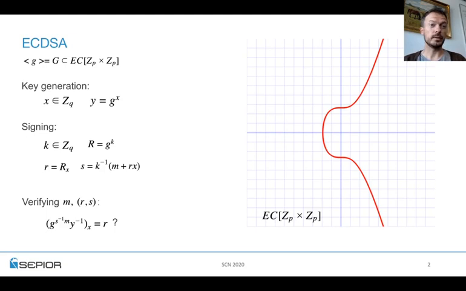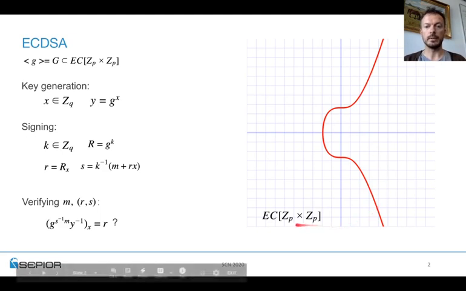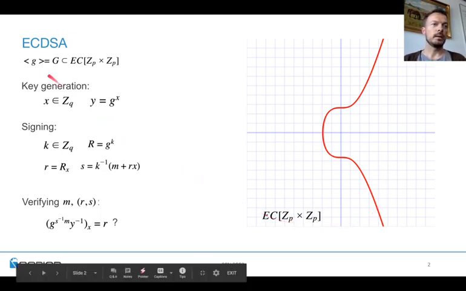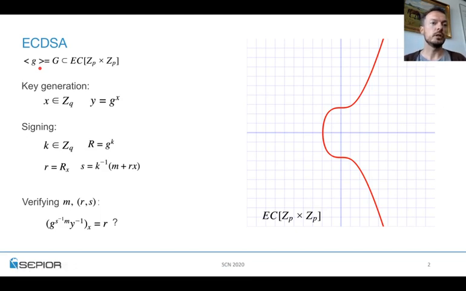So before we start, I'll just briefly recap the ECDSA signature scheme. This is basically signatures over an elliptic curve in Z_p, where p is a prime. As part of the public parameters, we have this generator G, which generates a group of order q, where q is a prime, and this group is a subset of the elliptic curve. In order to generate a key pair, one chooses a random private key x in Z_q, and to produce the public key, we raise G to the power of the private key.